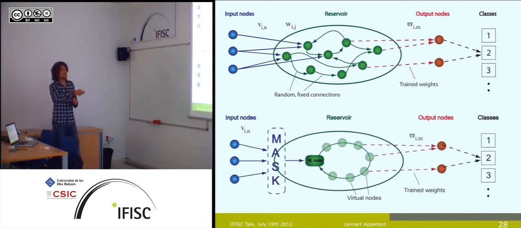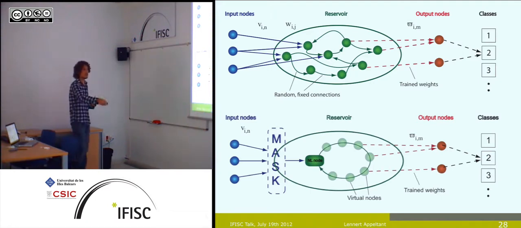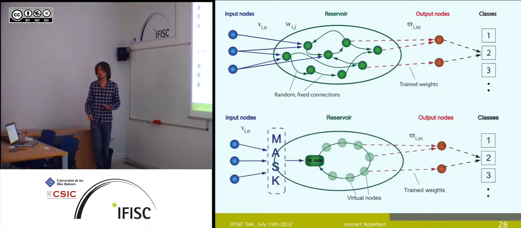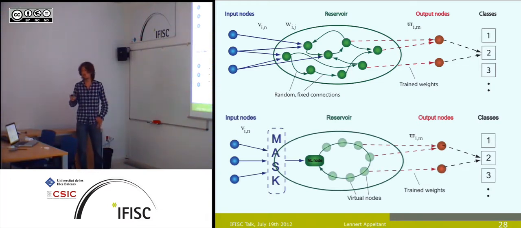If we look at the last layer, there is no difference at all. This layer is observing all the real nodes in the reservoir, and this layer is just observing all the virtual nodes in my delay line. So these layers here, there is no difference. They are identical. There is, however, a very big difference in the input driving of these systems.